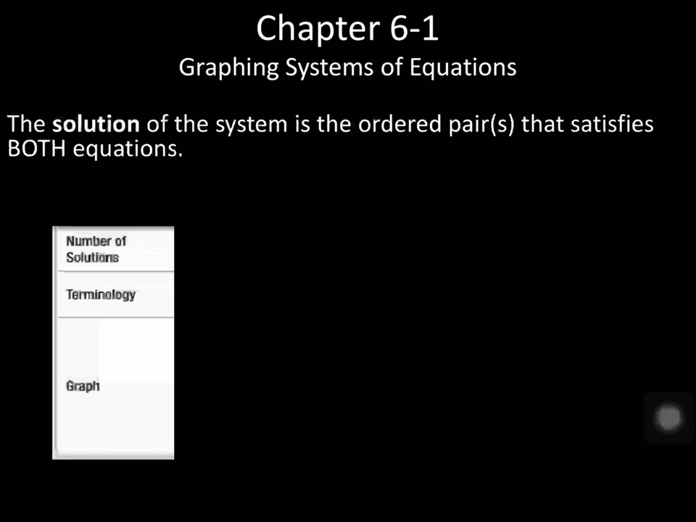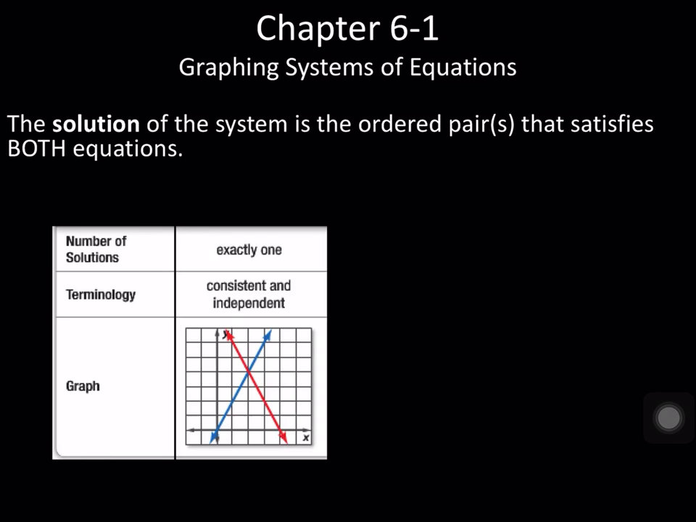Now, the number of solutions that we can have. We'll talk about the number of solutions, and we'll talk about the terminology that we'll want to use when talking about those solutions, and then I want you to see what the graph looks like for the different numbers of solutions. We've looked at one like this already, and we have two lines. Those two lines intersect in exactly one place, and so there is exactly one solution.